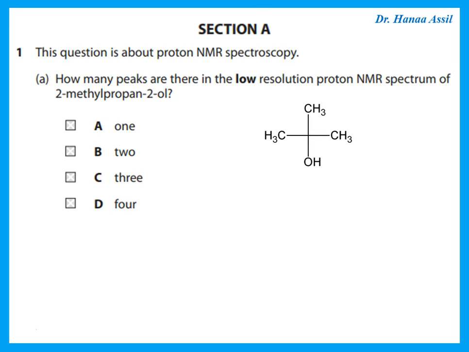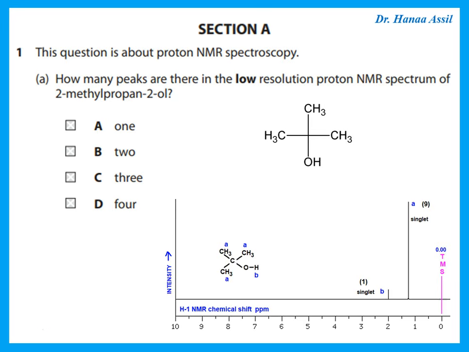You do realize that the three CH3s are all the same proton. So all of these will give the singlet that is at the beginning. And then we have the H of the OH that also will give another singlet. So we have two peaks in the low resolution proton NMR of this compound.